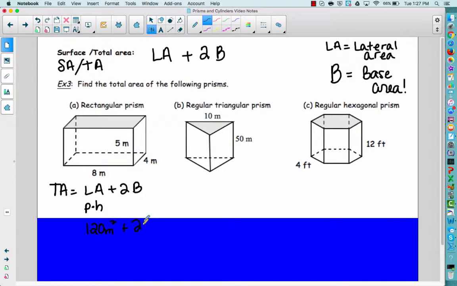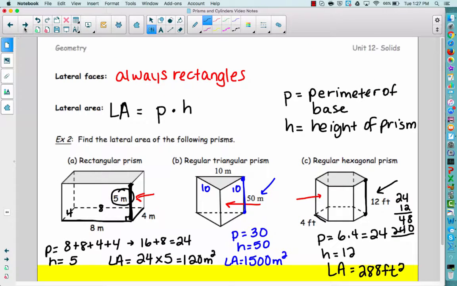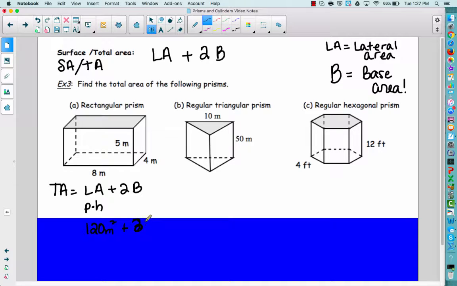Plus, we calculated the area of the base, and the area of the base was 32, right? In that first example, 32 meters squared. So we're going to put in 32, but we have to multiply that by 2 because there's 2 bases. So 120 meters squared plus 64 meters squared is going to give me 184 meters squared. And that would be the total surface area of the rectangular prism.